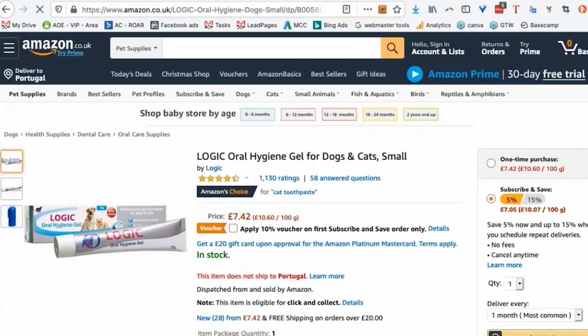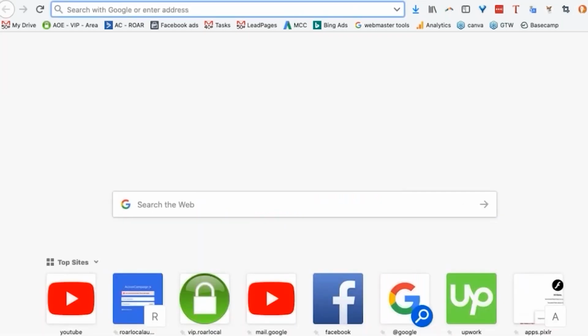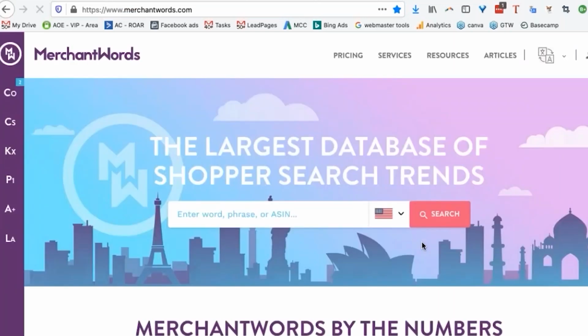Oral hygiene gel. How bloody interesting. Oral hygiene gel for dogs and cats. And it's Amazon's choice for cat toothpaste. Holy shit. Well, I had no idea. Anybody that's got a cat, I would be massively surprised if a cat would let you brush their teeth. My cat would not have a bar of that. There's no way in hell it would let you do that.